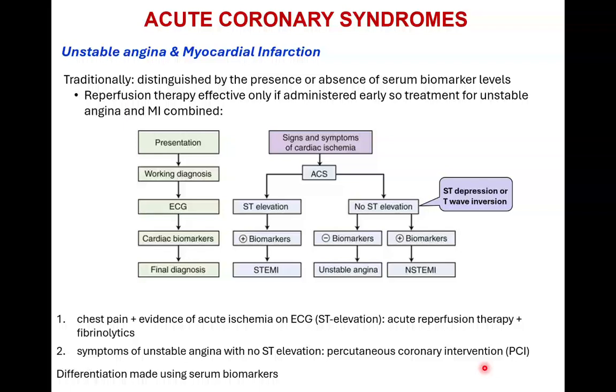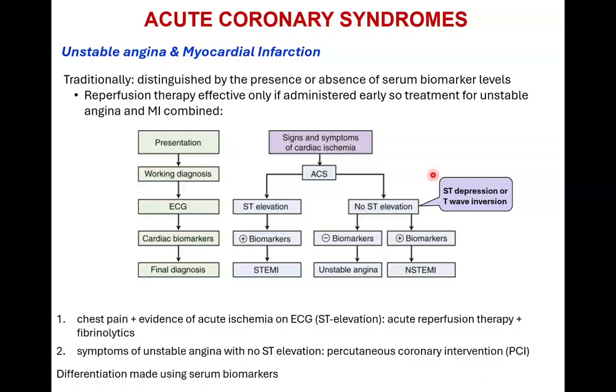PCI is just where you insert a catheter into the coronary arteries, and then you might do interventions to open up the occluded artery. So you can do things like removing the thrombus, trying to disrupt the plaque, or you can place stents in there, right?